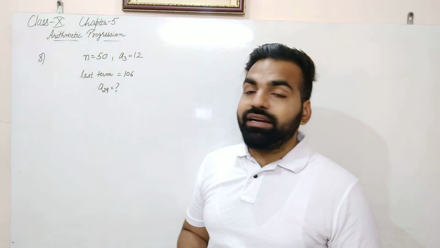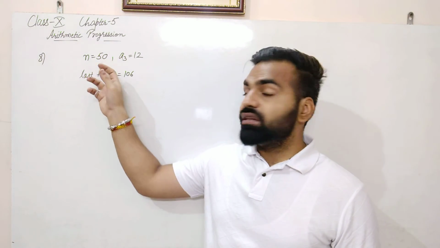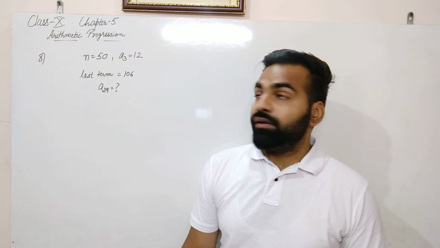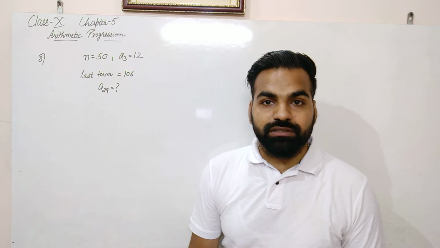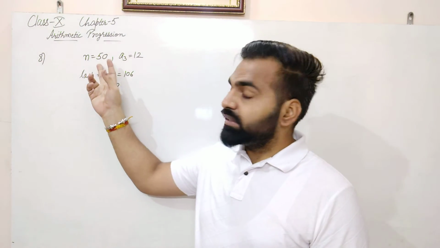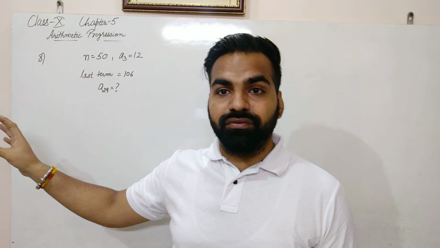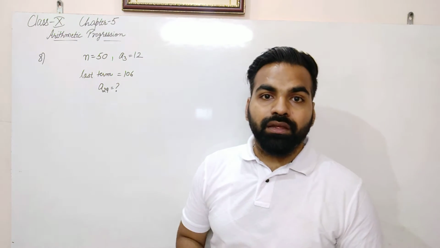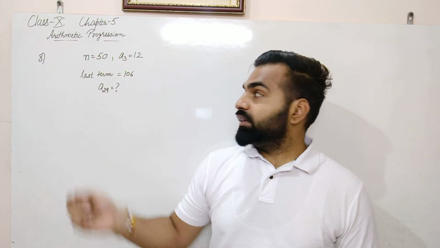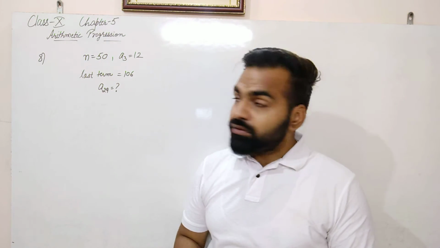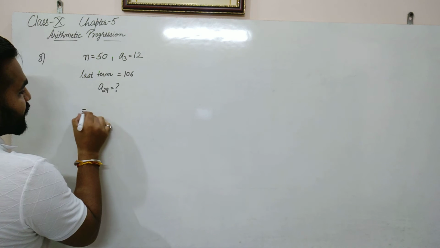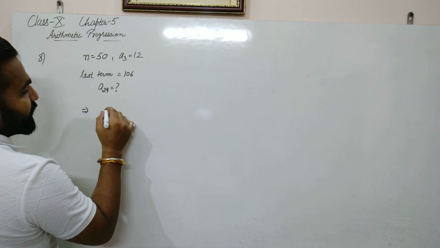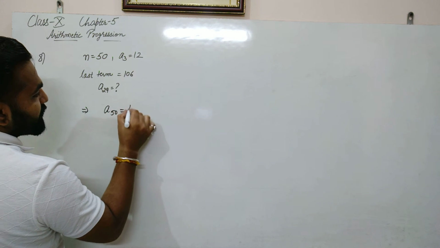So from here it is given in the question that there are a total of 50 terms in the AP and the last term is 106. So from here we can see that if the terms in the AP are 50, obviously the last term will be the 50th term. If the total terms are 50, then the 50th term will be the last term. So from here we can see that it is indirectly given that the 50th term is 106.